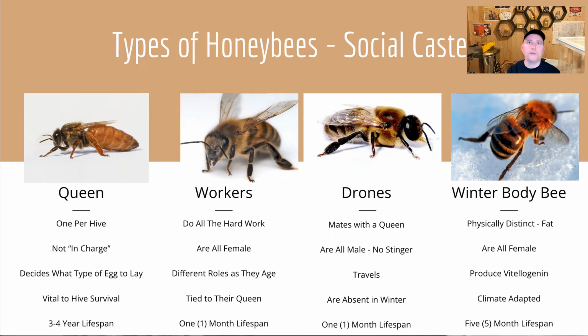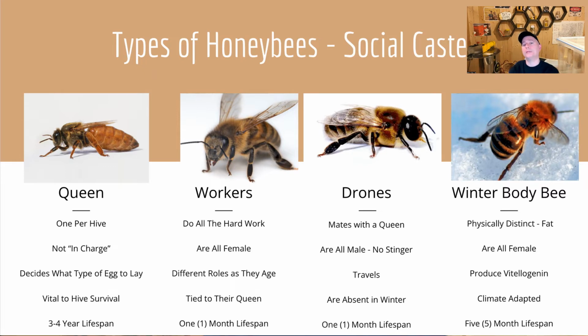So there's a debate about this fourth social caste of bee, the winter body bee or the fat body bee. And so most of the literature will talk about queens and workers and drones and leave out this winter body bee. But there's good arguments to be made that this is its own caste of bee. And now I've seen it. So I'm in the camp that believes that it should be distinctly different than the others.